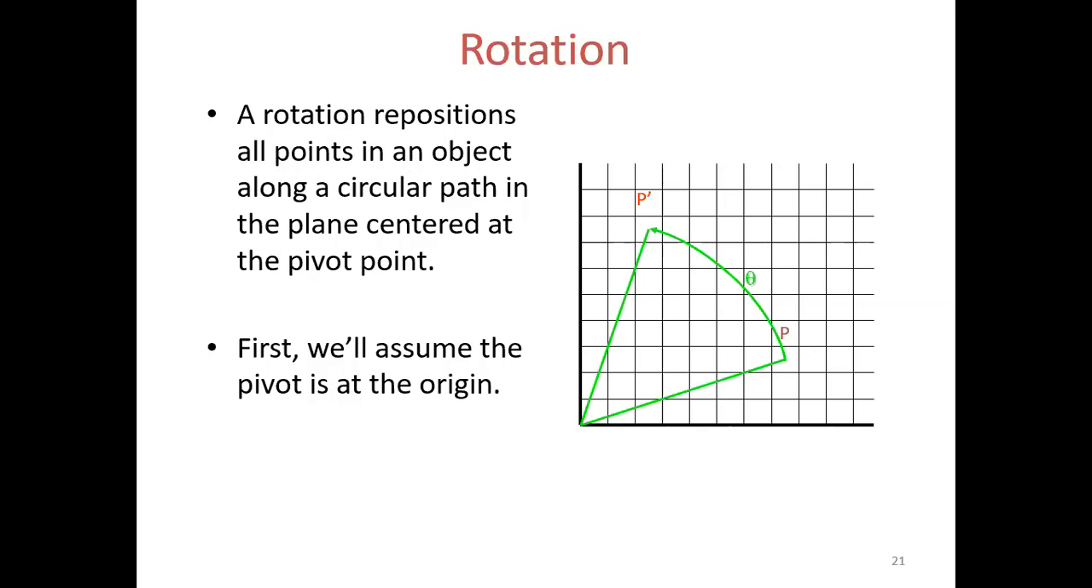So translation was repositioning in a straight line, and rotation is repositioning in a circular line. You see this is a circular path, so you're actually rotating in a circular path. Now there might be a question, sir, why you are actually going through all this trouble? Why not just do it in a straight line?